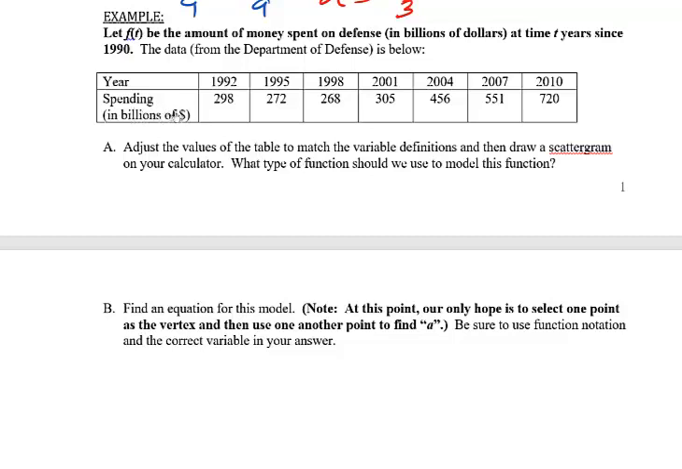I think the money information looks great because it's already in billions of dollars, but the years, we always have to change those. We're measuring years since 1990, so let's go ahead and change all of those numbers. And now that we've adjusted those year numbers, we can go over to the calculator and draw a scattergram.